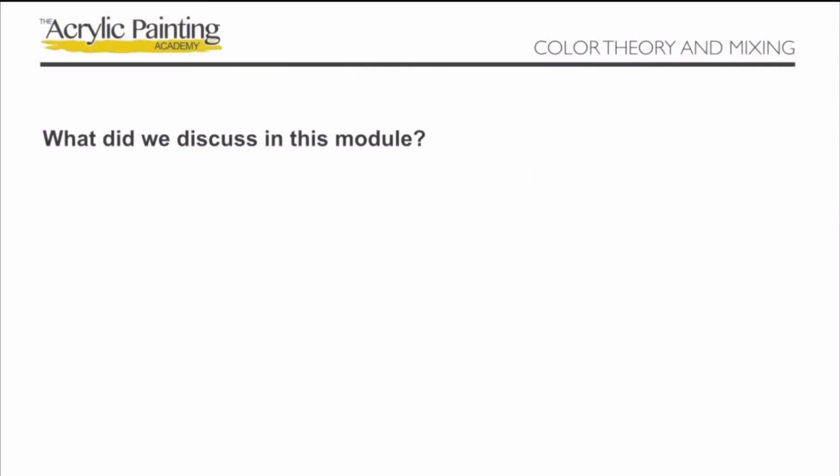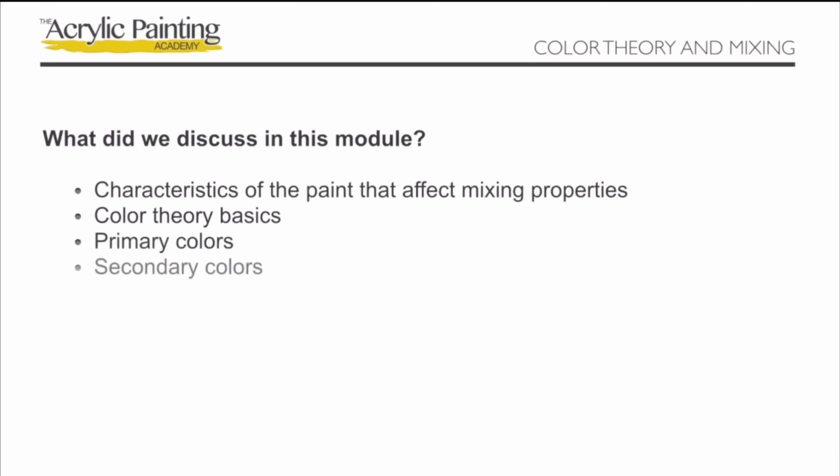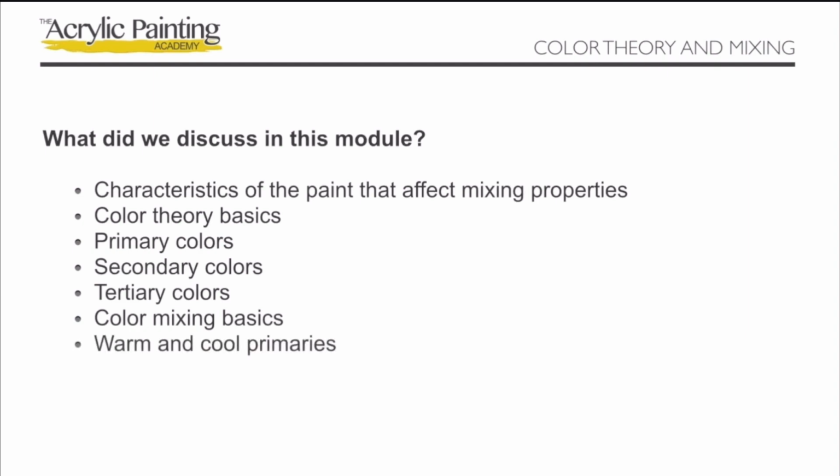So what did we discuss in this module? Well, we took a closer look at the paint tube and discussed the characteristics of the paint that affect mixing properties. We also looked at color theory basics, including primary colors, secondary colors, and tertiary colors. We also discussed color mixing basics and warm and cool primaries and how they affect color mixing, color schemes, as well as mixing neutrals.